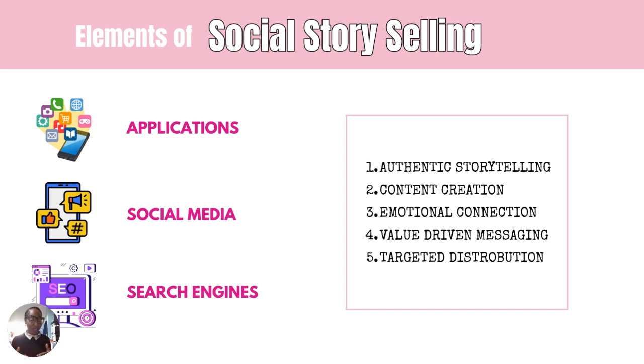So, the elements of social storytelling include the three strands of software. We have applications, social media, and search engines. And obviously there are some crossovers. For example, you can use social media apps, but there are apps that aren't just for social media, if that makes sense. And the things that we work on are the five things named here.